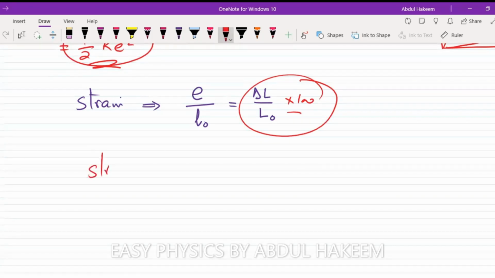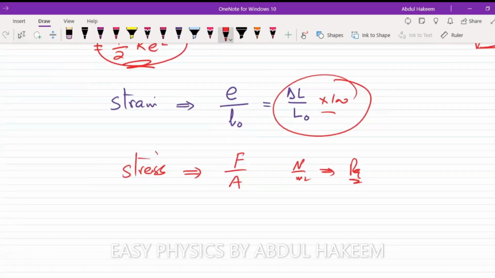What is stress? Stress is tensile force per unit cross-sectional area. Now, what is a tensile force? A force which is exerted at one end but felt by the object at both ends. It is similar to pressure, Newton per meter square, Pascal. If the solid is elastic, it obeys Hooke's law, then the ratio between stress and strain is called the Young modulus.